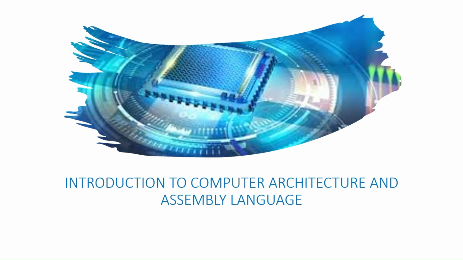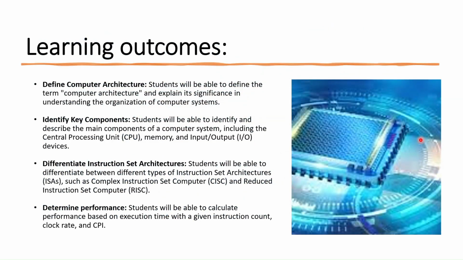So let's take a look at what we aim to achieve by the end of this lecture. First, we will define what computer architecture actually means and why it's so important for understanding how computer systems are organized. Next, we will identify the key concepts and the components of a computer system. This includes the CPU, which is the brain of the computer, memory, where data is stored, and input-output devices, which allow us to interact with the machine.